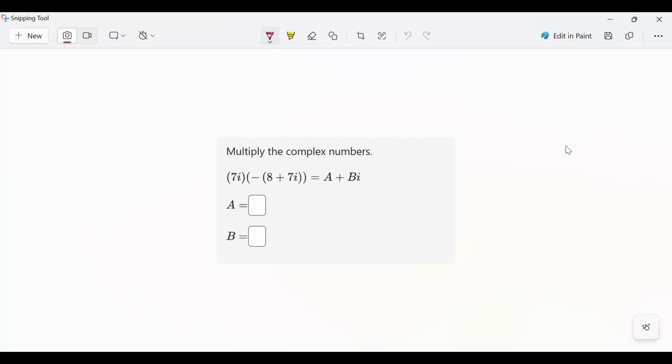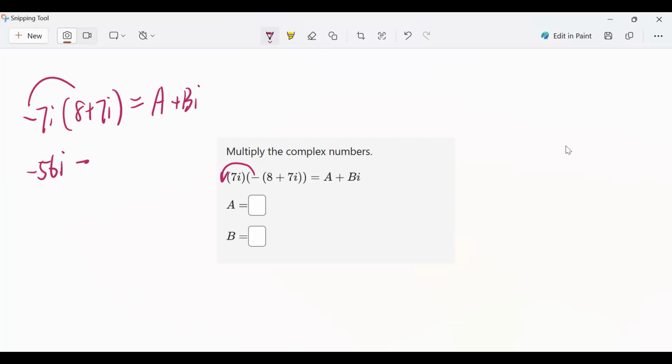All right, let's go over the solution. So here you can put a negative sign in front of it, right? And it would make it slightly easier. So minus, and then 8 plus 7i. So negative 7, 5 times 8 is minus 56i. Plus minus, minus plus is minus.